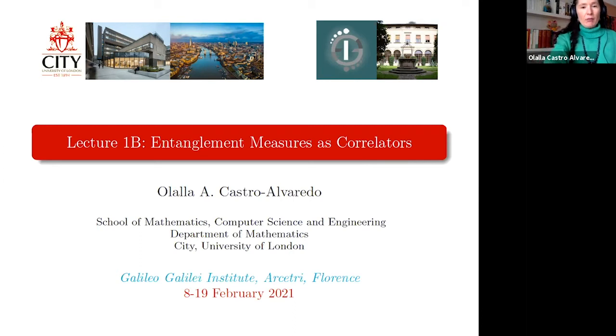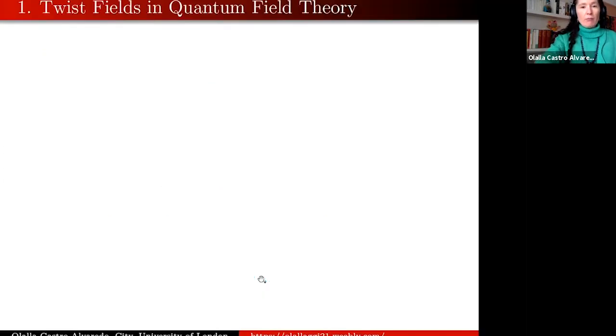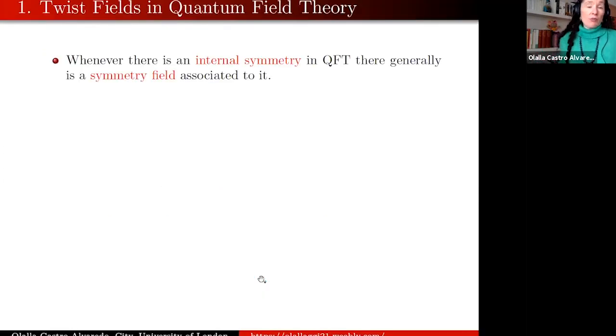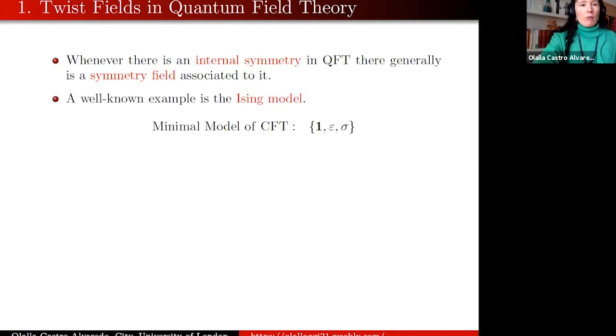So the first thing I want to do is to tell you a little bit more generally what these twist fields are. So not just the one that features in entanglement, but twist fields in general. Whenever there is an internal symmetry in quantum field theory, there generally is a field associated with that symmetry. This is a known result of quantum field theory that you're probably familiar with. And a well-known example, again, is this Ising model I already talked about. So let me tell you something about this first.